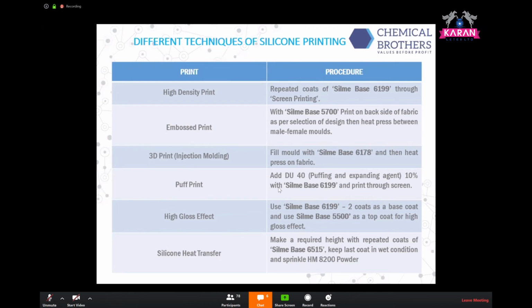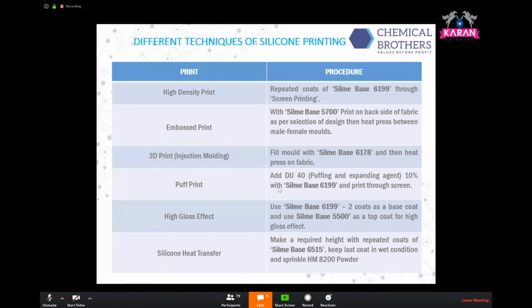Next, we have a puff print. In that, we have to add a puffing agent, which is DU40. Its dosage is around 8 to 10%, and may vary according to the required puff, with Silme base 6199, and print through screen printing. Next, we have a high gloss effect. As I earlier mentioned, base 5500 is used for the top coat. But before the top coat, we use Silme base 6199 as a base coat. Minimum 2 coats we print through screen printing as a base coat. Then for glossiness, we coat it with 5500 through screen printing itself.